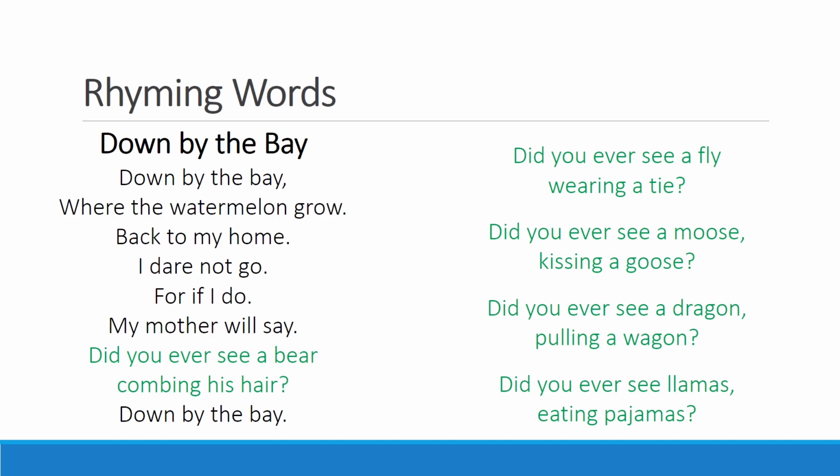Many nursery rhymes and familiar children's songs rhyme. Sing all those fun songs with students. Point out the rhyming words as they occur, or perhaps write some new verses with students.